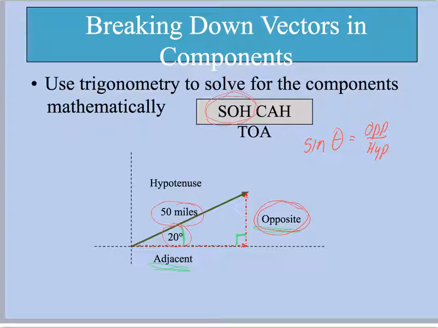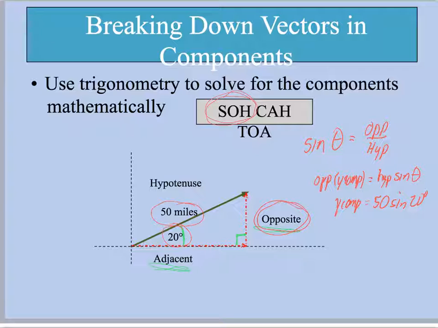And I know that if I rearrange this, the opposite side, which we could also call the y component, is equal to the hypotenuse times the sine of the angle. So our y component would equal the hypotenuse, which is 50, times the sine of theta, and theta is 20 degrees.